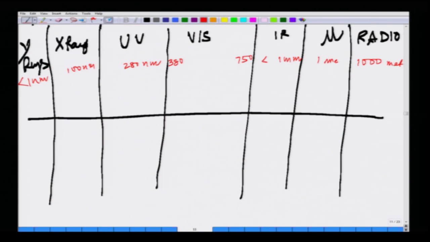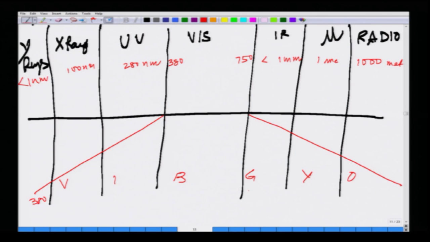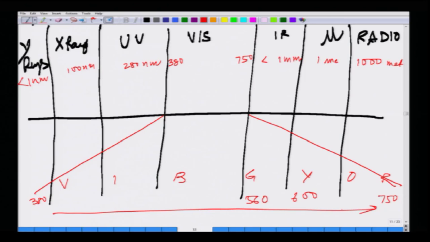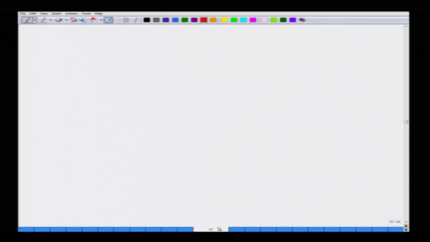So this is a spectrum, and whatever we will be talking about, we will be talking about the visible spectrum. The visible spectrum starts at 380, with violet, indigo, blue, green, yellow, orange. In the green you are around 560, yellow around 600, orange, and of course red around 750. So this is the spectrum where we will be talking about the absorption of the chlorophyll molecules. Now coming back to the structure of the chlorophyll molecule.